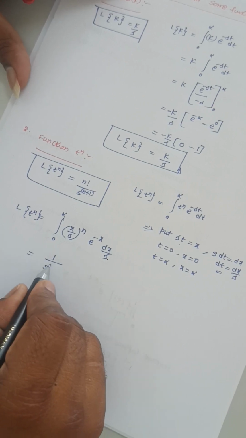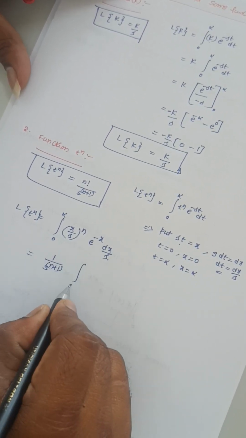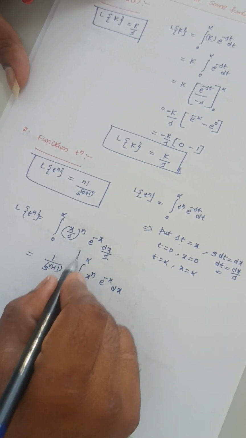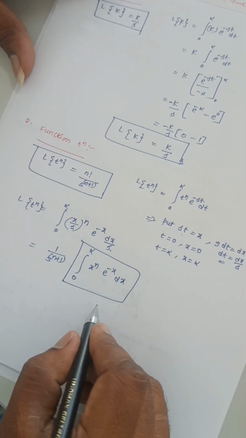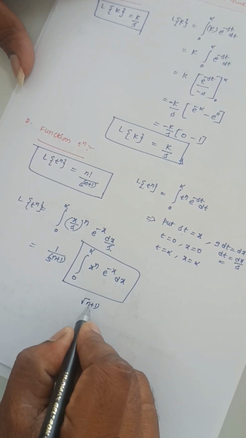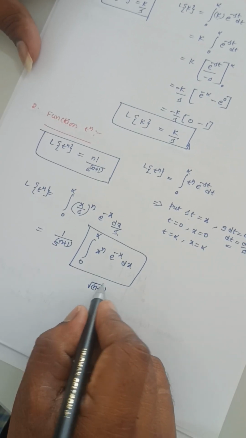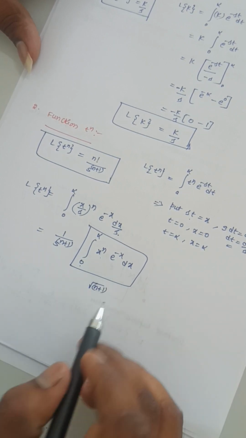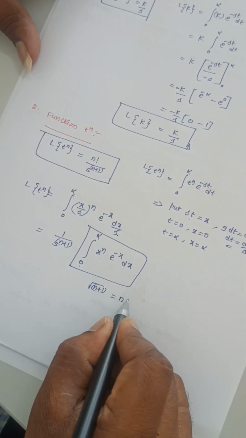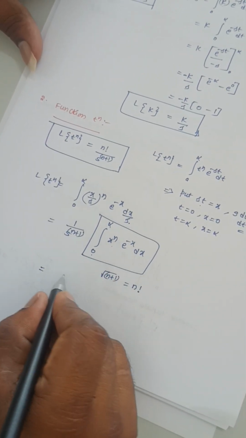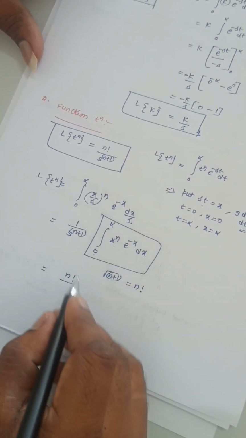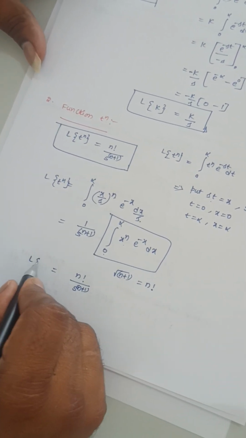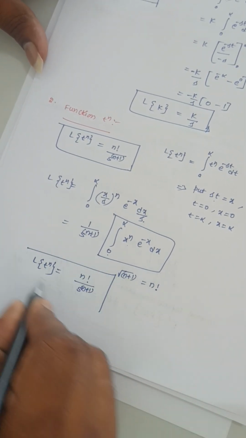So finally I got s power n plus 1, and integration 0 to infinity x power n e power minus x dx. This is the formula for gamma of n plus 1, which is equal to integral 0 to infinity x power n e power minus x dx, and gamma of n plus 1 is normally written as n factorial. So it is n factorial divided by s power n plus 1. So this is the Laplace transform for the t power n function.